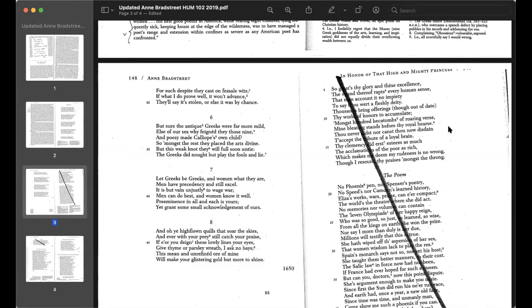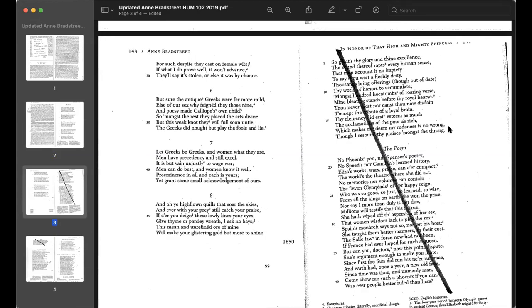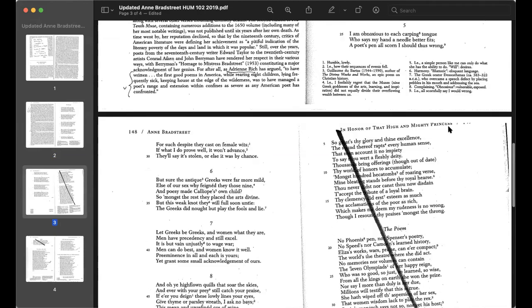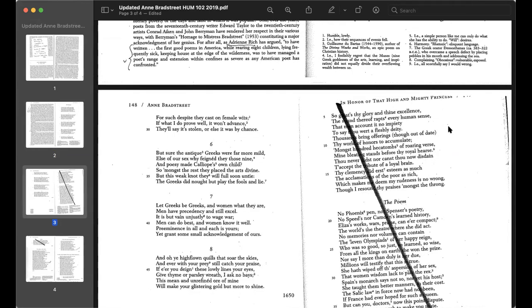She goes on to talk about the work of the Greeks, the work of classical poets, and yet she says, let Greeks be Greeks and women what they are. Men have precedency and still excel. This is stanza 7. It is but vain unjustly to wage war. Men can do best, and women know it well. Preeminence in all, and each is yours. Yet grant some small acknowledgement of ours.